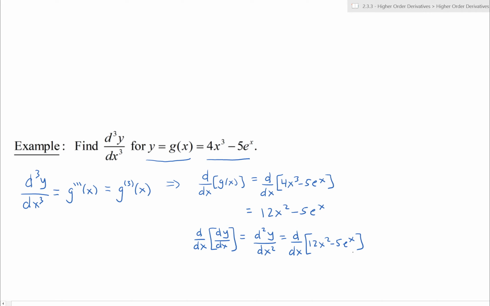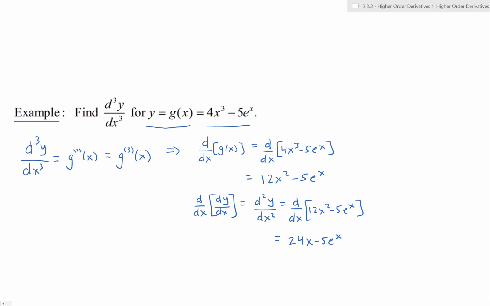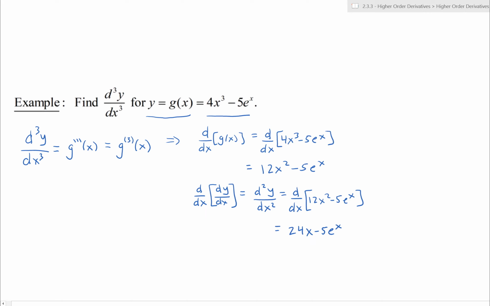And applying the power rule again, and also the derivative of e to the x, we are going to get 24x minus 5e to the x. So there's my second derivative. And then finally, we need to find a third derivative.